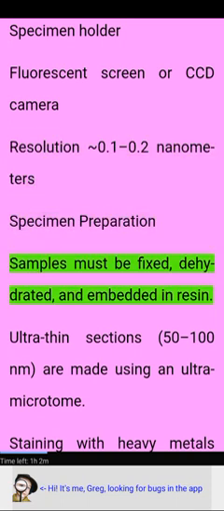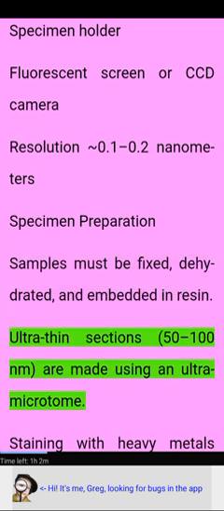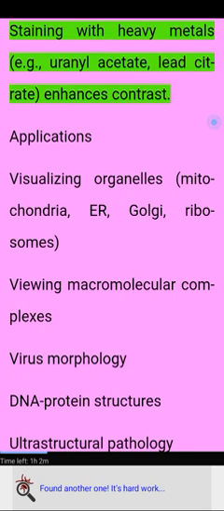Specimen preparation: samples must be fixed, dehydrated, and embedded in resin. Ultra-thin sections of 50 to 100 nanometers are made using an ultramicrotome. Staining with heavy metals, e.g., uranyl acetate, lead citrate, enhances contrast.